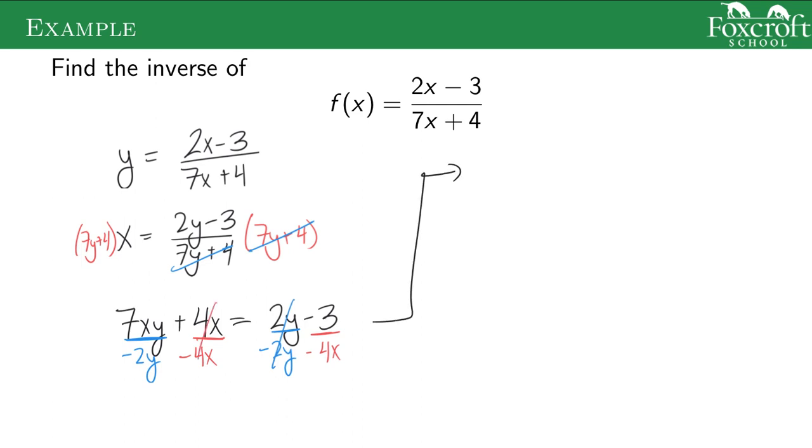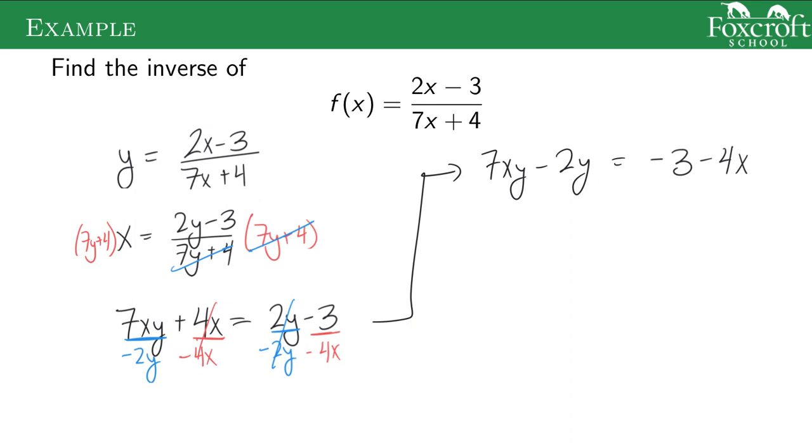Now we're going to have 7xy minus 2y. Again, remember, you can't combine those because the variable parts are different. One has an x and a y, the other just has a y, so I have to leave these separate. On the right, I get minus 3 minus 4x. Again, I can't combine those either because the 3 does not have an x.